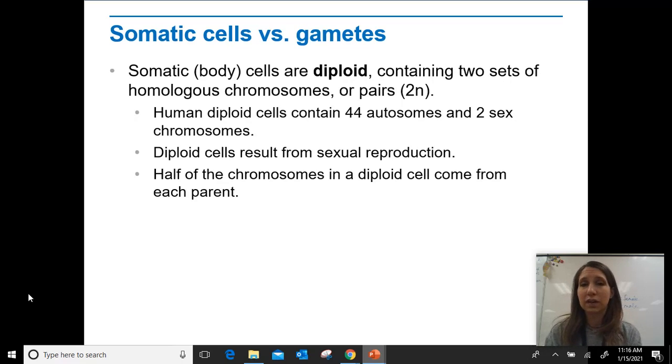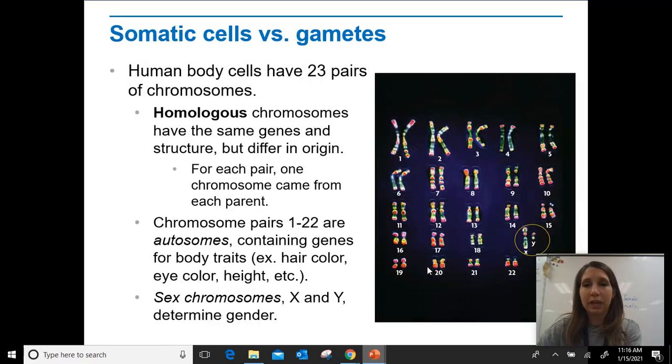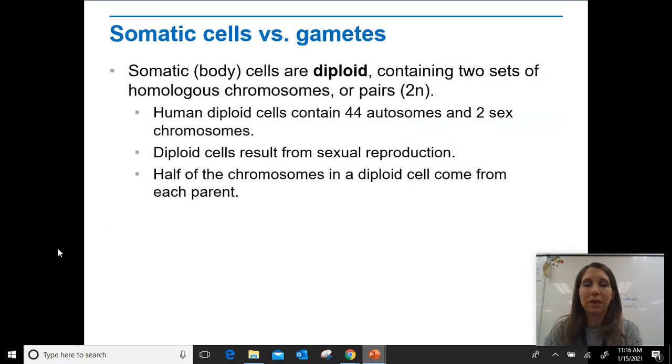So in other words, let's say I have 2N, and in this case, I've got 23 chromosomes. I know that makes up one individual set. So in total, for a 2N cell, I have 2 times 23 or 46 total chromosomes. Human diploid cells, like we just saw here, have 44 autosomes. That's pairs 1 through 22, and then a final pair of sex chromosomes. So that means we have 2 sex chromosomes and 44 autosomes, or 22 pairs of autosomes.